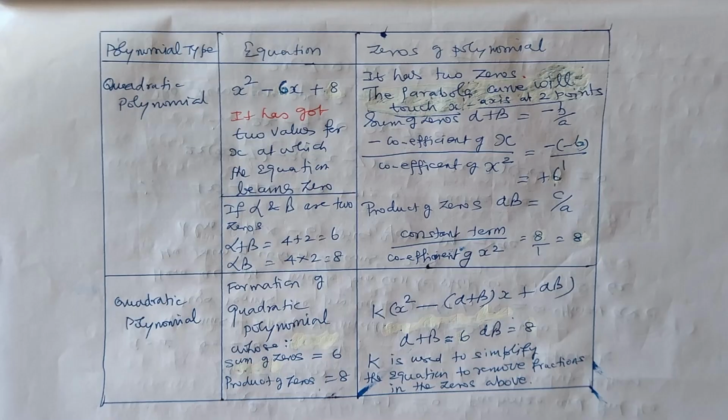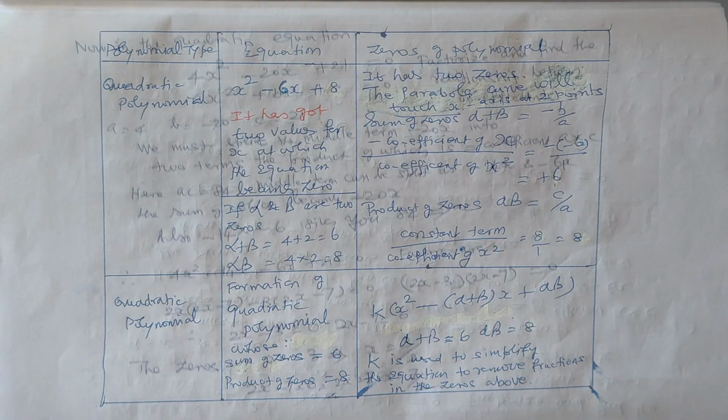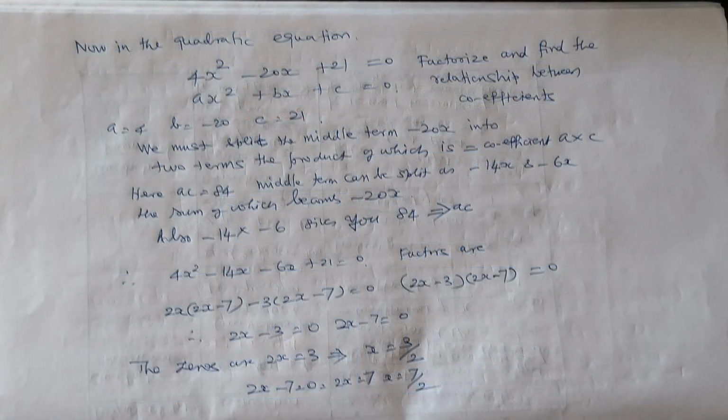Now in the quadratic equation 4x squared minus 20x plus 21, you have to factorize and find the relationship between the coefficients. So a is equal to 4, b is equal to minus 20, c is equal to 21. We must split the middle term minus 20x into two terms, the product of which is coefficient a multiplied by coefficient c. Here ac is equal to 84. The middle term can be split as minus 14x and minus 6x, the sum of which becomes minus 20x.